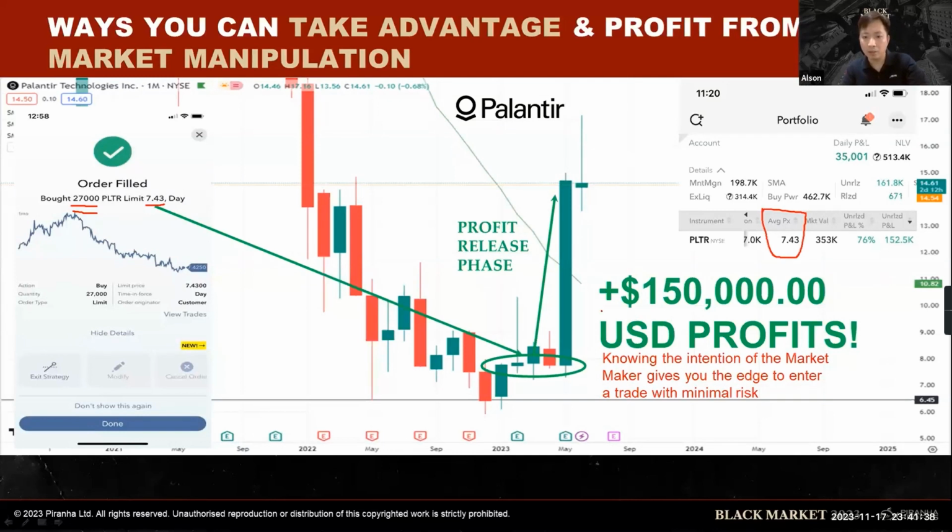After I bought in, within a few months the stock price actually went up. In total, I made about $200,000. I cashed out three-quarters, which means I realized about $150,000 of profit. I still have the remaining quarter and I'm leaving it to run. Yesterday, I think it already passed $20, and I think we'll eventually go to $30 for Palantir.